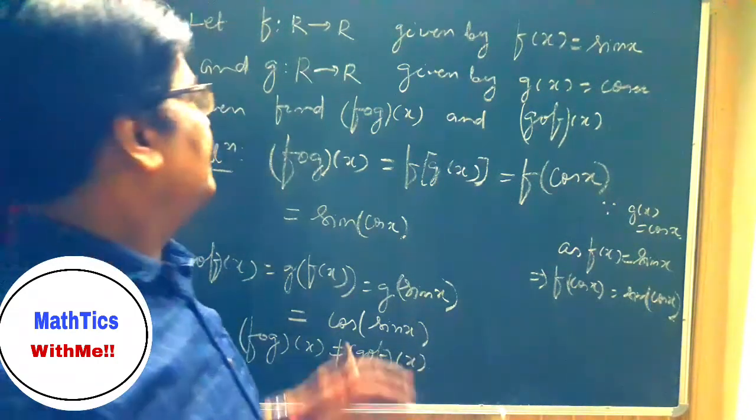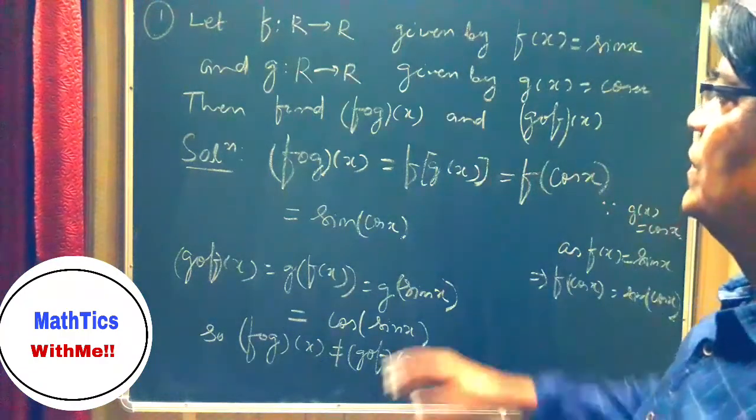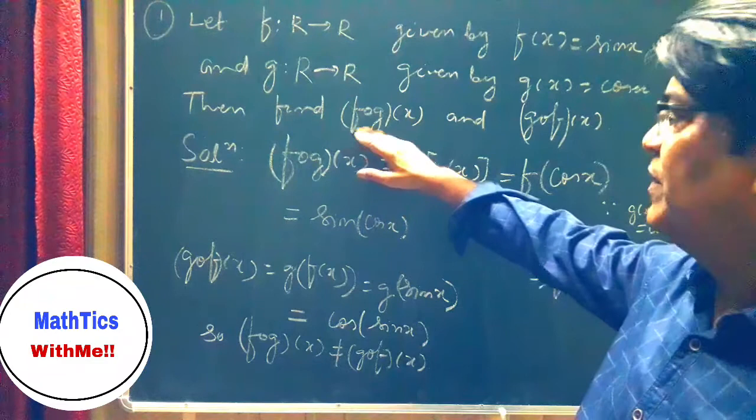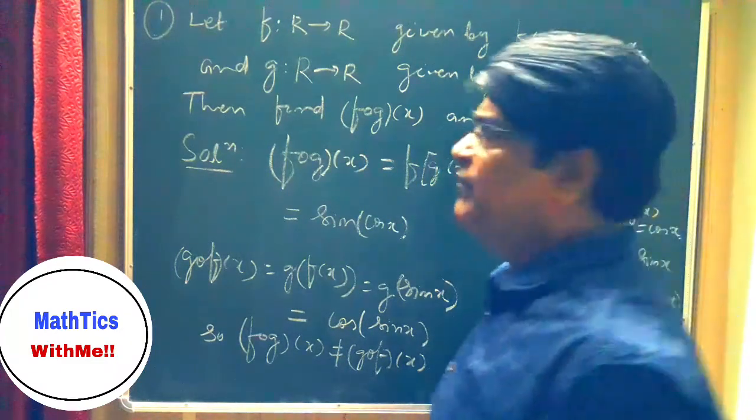Now the problem is solved and we are getting the values of the composite functions f∘g of x and g∘f of x. So let us proceed for the next problem.